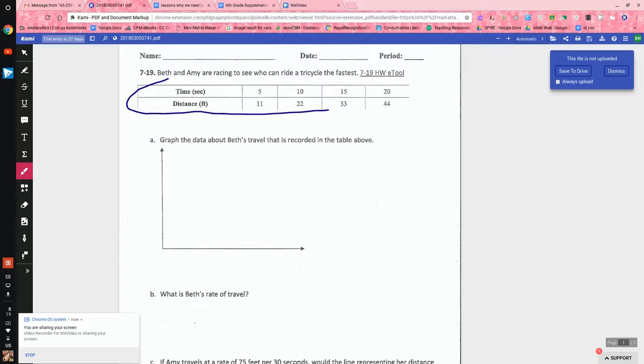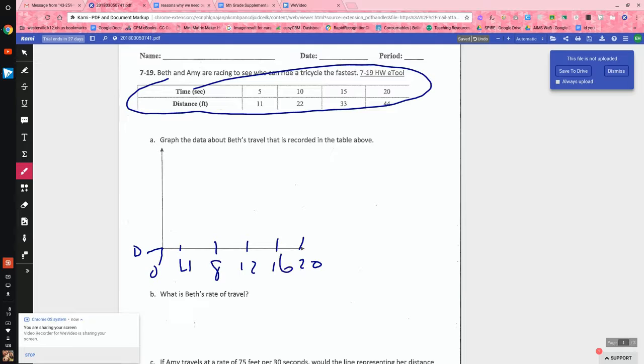This is for Beth right here, and we can graph the information below. I'm not going to get into too big of details because it's kind of hard to be accurate when you're drawing with your finger. So, hints: we always start at 0, 0. Make enough room here to make this the 20 mark. I'd say you can go up by maybe fours. 4 is a multiple, so if you went 4, 8, 12, 16, and 20, that works pretty well.